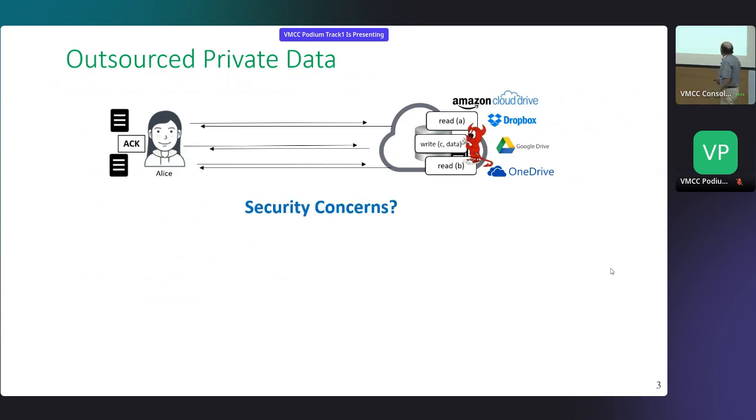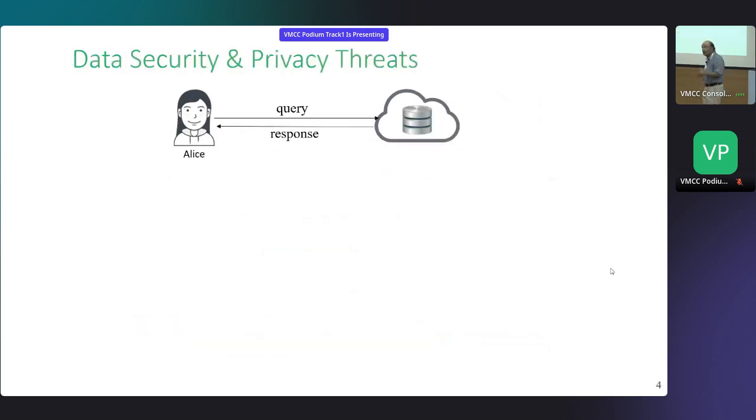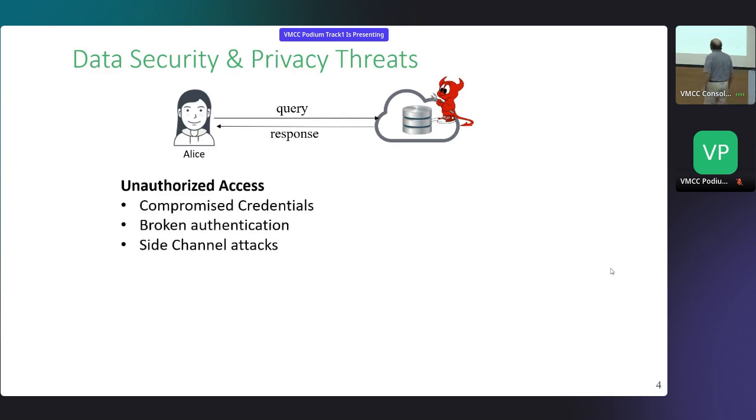Okay. So there are security concerns, and it's basically confidentiality of data, and the typical solution is encryption. And our goal is to develop, this is not my goal, the field in general that's looking at privacy with databases or data in general, is to develop techniques that can answer them even without fetching the entire database. That's one goal. Another, is that enough? And I'm going to argue, no, it's not enough.